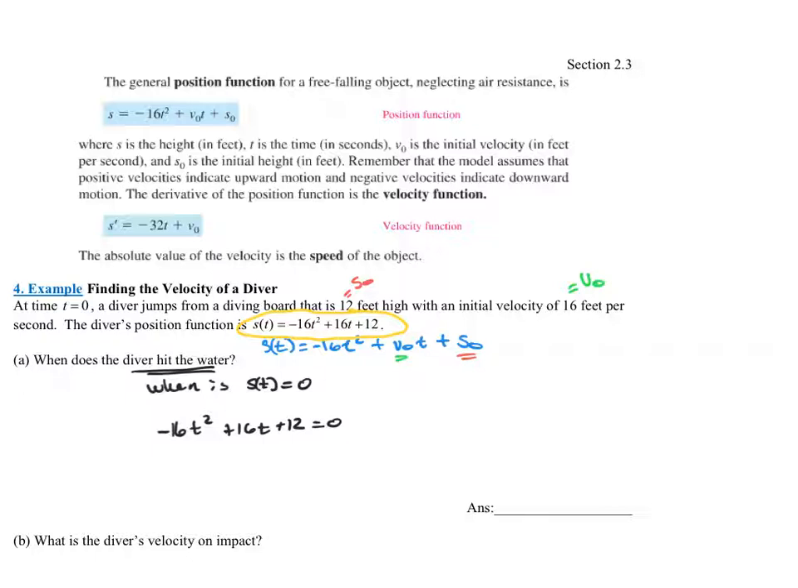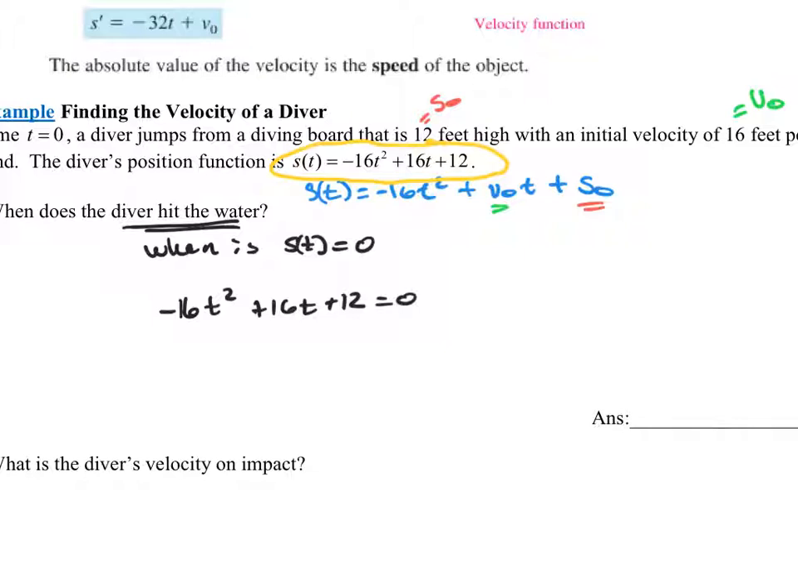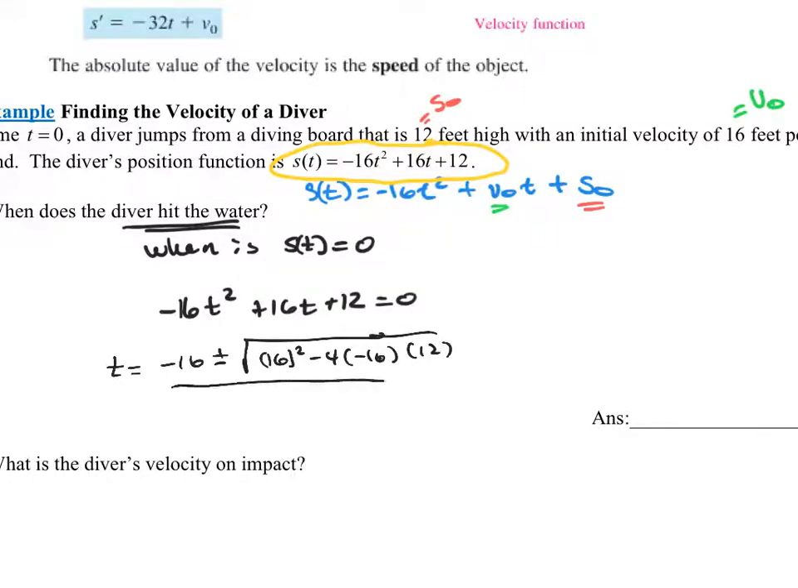You might be able to factor this if you want. You might be able to use the quadratic formula. That's probably what I'd do here. It's totally up to you on how to find this, but you do need to be able to solve any quadratic equation. So I'm going to use the quadratic formula. Again, that's negative b plus or minus the square root of b squared minus 4ac all over 2a. In this case, it would be negative b, which would be negative 16, plus or minus the square root of b squared, which would be 16 squared, minus 4 times a, which is negative 16, times c, which is 12. All of this is over 2 times a, which is negative 16.